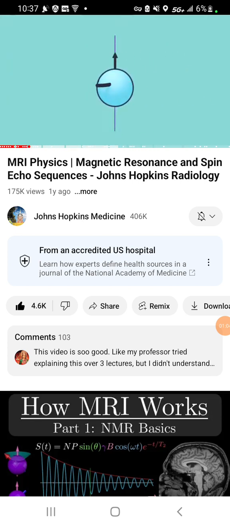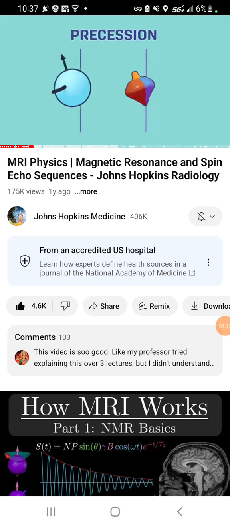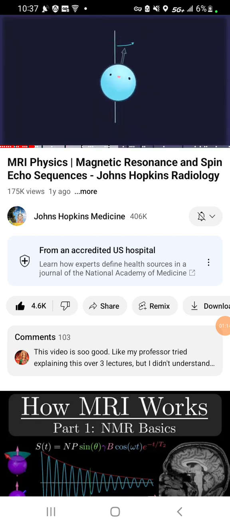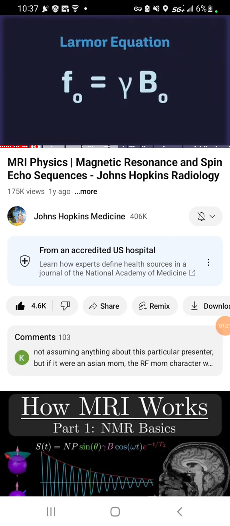In addition to aligning with the magnetic field produced by the MRI scanner, the protons in your body are also spinning along their axes like little tops or globes. This is called precession or nuclear spin. The speed or frequency of this axial spin depends on the strength of the applied magnetic field and can be expressed by the Larmor equation. Simply put, this equation states that the precession frequency of a particle is equal to the strength of the magnetic field applied and the gyromagnetic ratio, which is a constant that is unique to each specific nucleus or element.